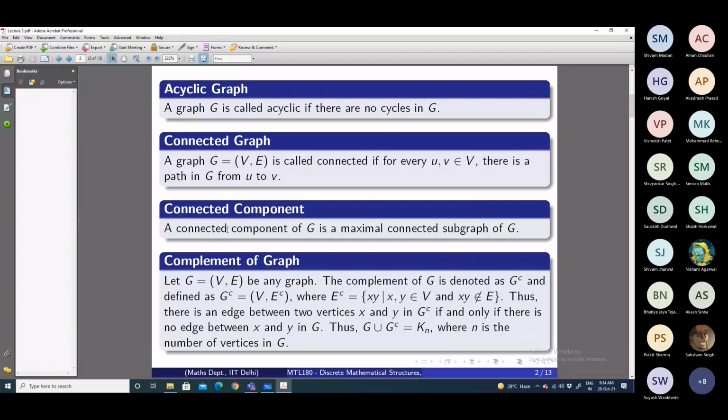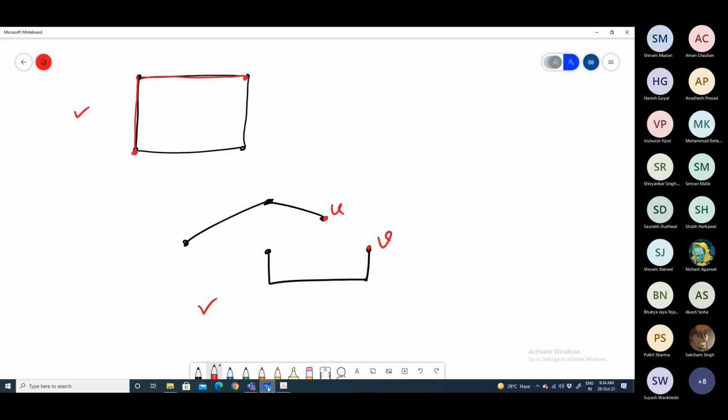Now what is a connected component? A connected component of G is a maximal connected subgraph of G. If you look at this one, this is one maximal connected subgraph, so this is one component. And this is another component. So this is a disconnected graph with two components.